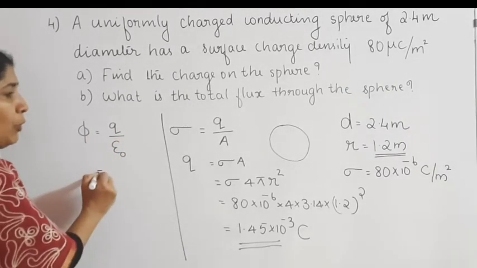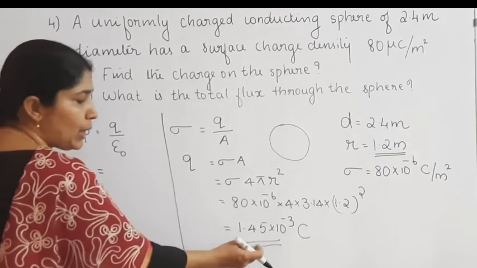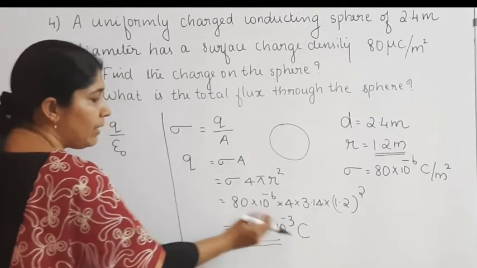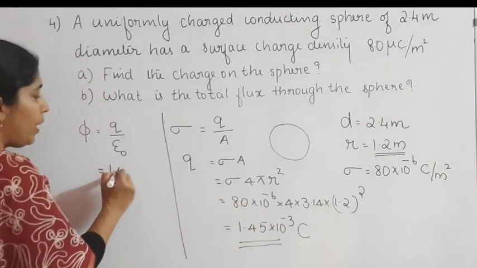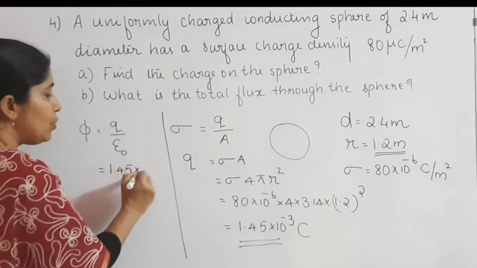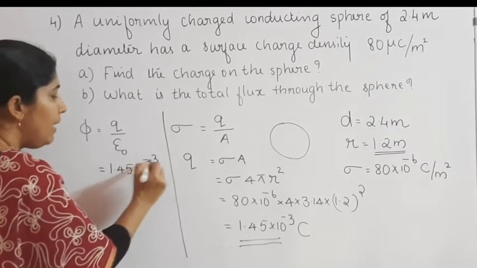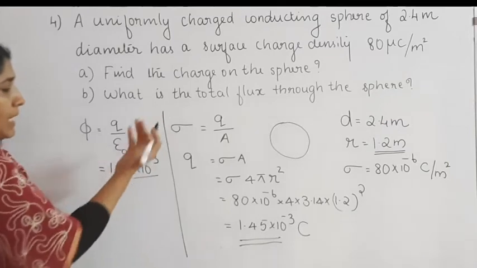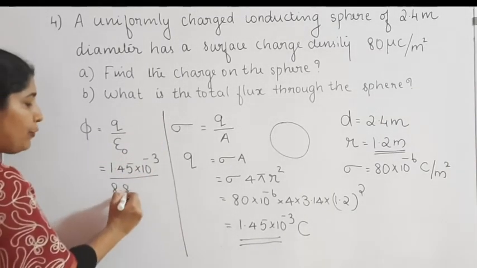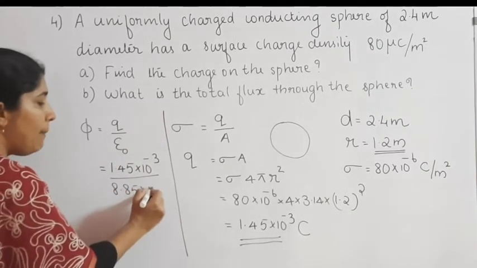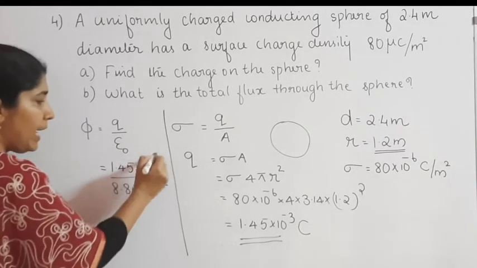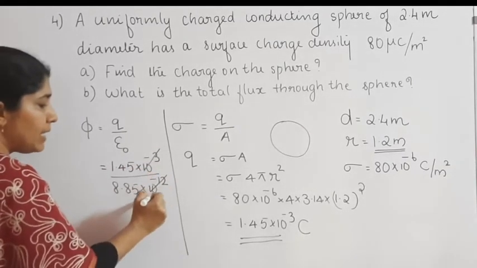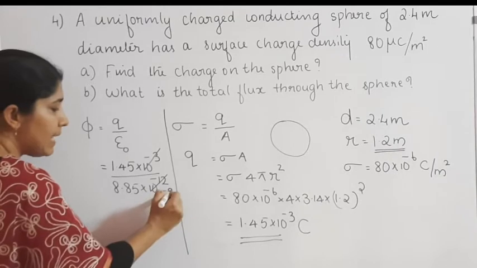Okay. Then what about Q? Q is equal to 1.45 into 10 raised to minus 3 divided by epsilon 0, which is 8.85 into 10 raised to minus 12. Minus 3 cancels with minus 12, that is 10 raised to minus 9.